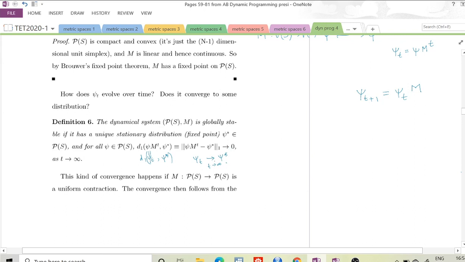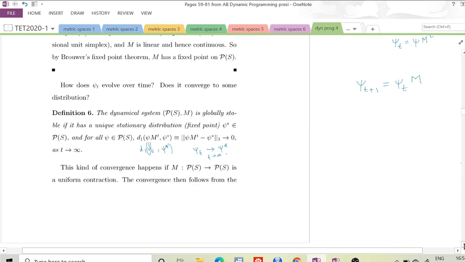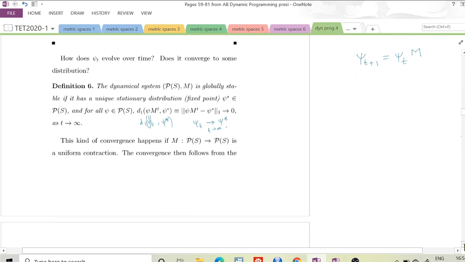So you can see that this kind of convergence will happen by Banach's theorem if it's the case that this transition matrix M is a uniform contraction, right? Then no matter what initial distribution C we start with, Ct, which I get just by mapping T times with the transition matrix M, is going to be a Cauchy sequence and it's going to converge, right? Okay.